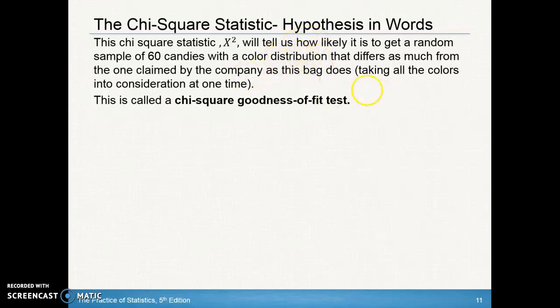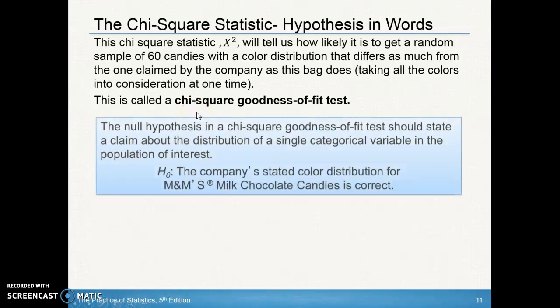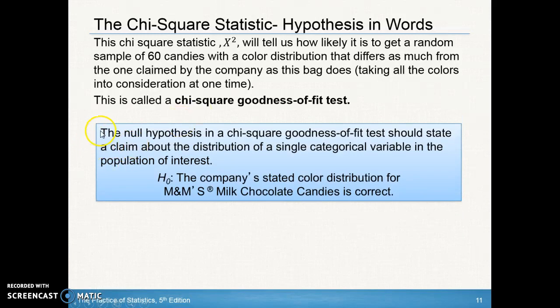So basically what we're doing with our chi-square goodness of fit is we're just checking to see how far away the observed counts are from the expected counts. If they're not very far away, then that means we got what the company suspected we should get. If they are far away, then that means that what we got is not what we expected, and the distributions would look different. So what will your null and alternative hypothesis look like for this situation?